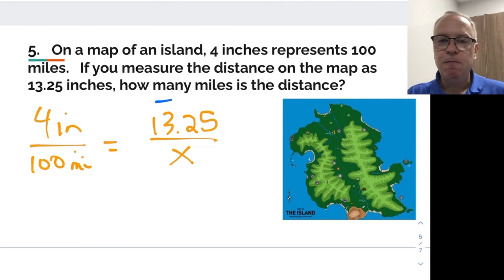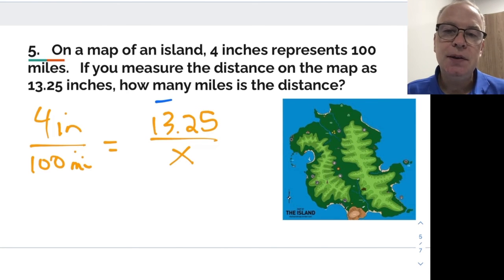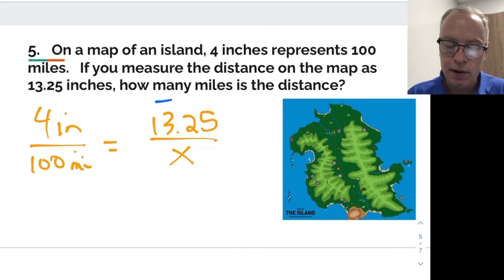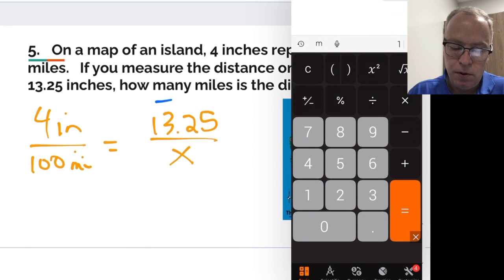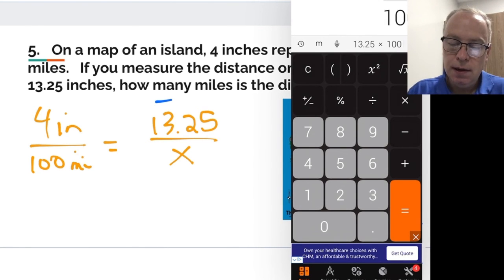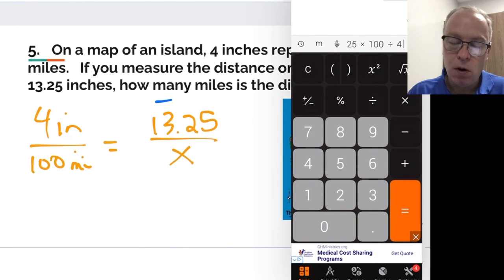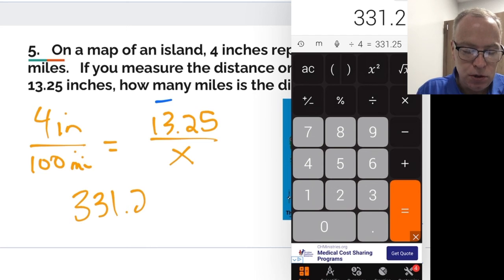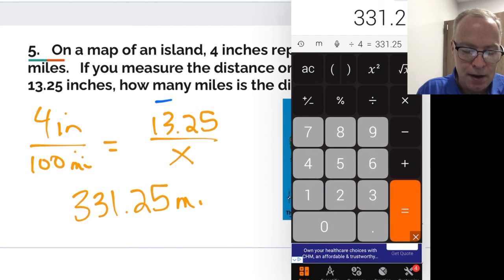So I see that 4 times 3 would make 12 inches. So I'm thinking it's going to be around 350. Maybe 3.5 times. So let's actually solve it by going to our calculator. 13.25 times 100 divided by 4 equals 331.25, and the unit on that is miles.